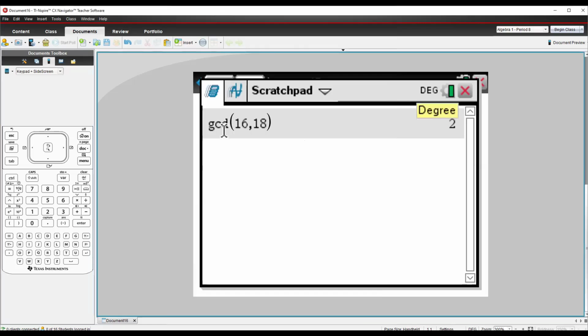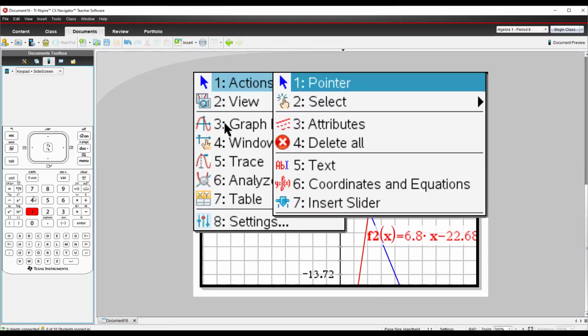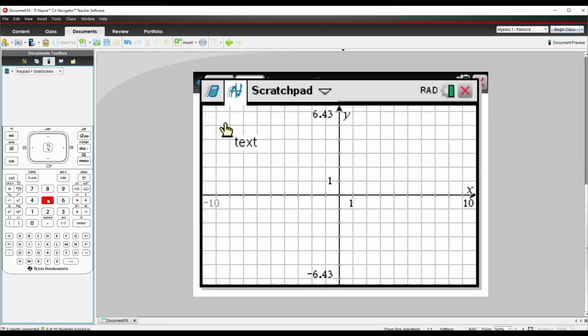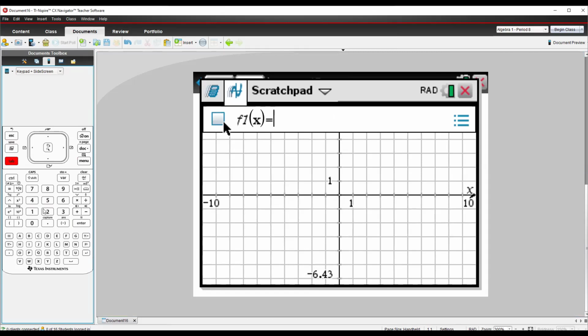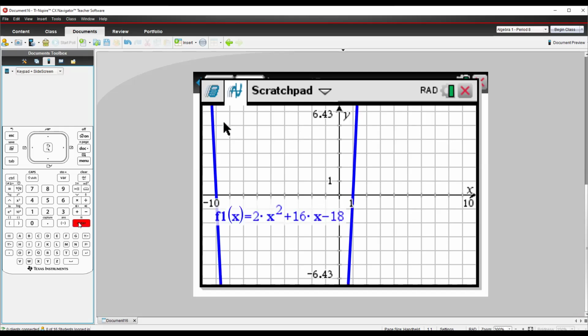So what I'm going to do now is go to the graph, menu 14, and then I'm going to do menu 45 to get back to the original window. And now I'm going to enter the function. It's a quadratic, and it's a smiling quadratic, x squared plus 16x minus 18. Put that in there. And boom, there is our quadratic.